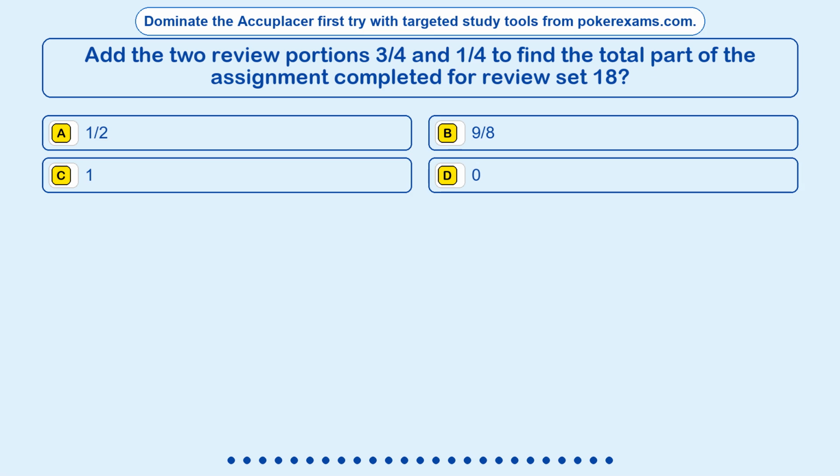Question 2. Add the 2 review portions 3/4 and 1/4 to find the total part of the assignment completed for review set 18. Option A, 1/2. Option B, 9/8. Option C, 1. Option D, 0.